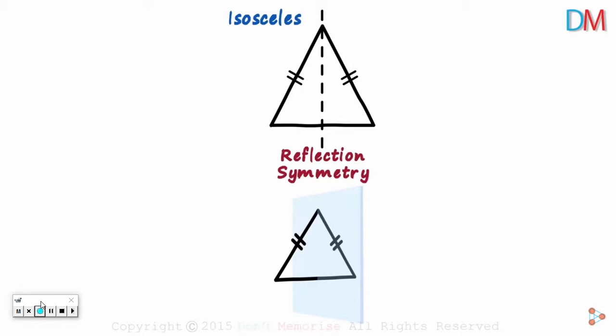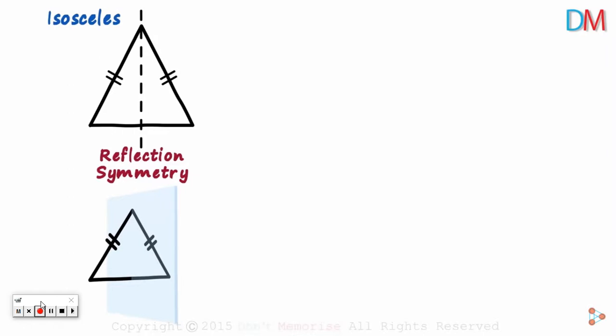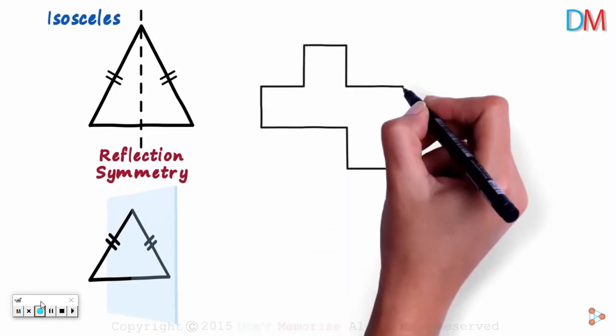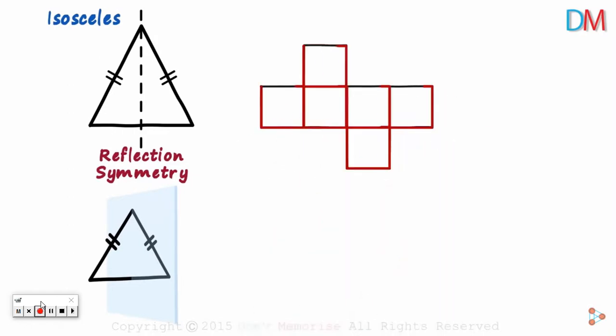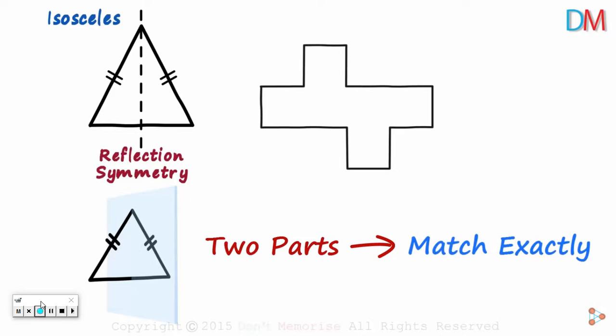But wait, what is the other kind of symmetry? Do we have another kind? To know the answer, here's another figure for you. This figure is made up of 6 squares to be precise. Now I want you to tell me if this shape has reflection symmetry or not. Can we draw a line through it such that the two parts formed match exactly with each other?